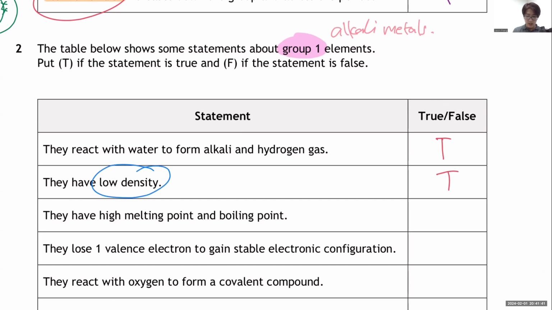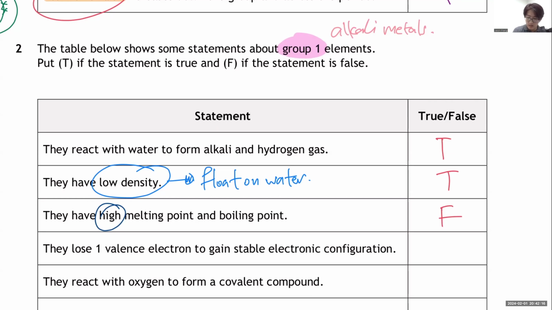So if something has a low density, they will actually float on water. When I share this kind of thing with you, it's not to make you think, wow, must remember float on water. No, it's to help you put a story in your head. When I drop a piece of metal into the water, it floats. Low density. Okay. High melting and boiling point is false, because they actually have very low melting and boiling points.